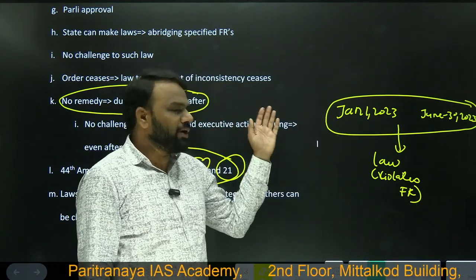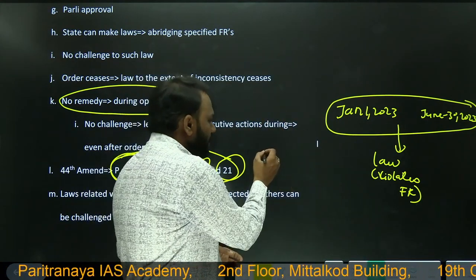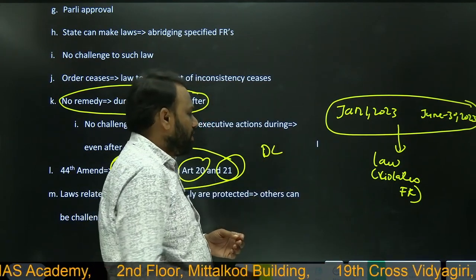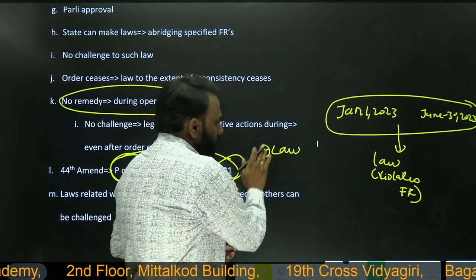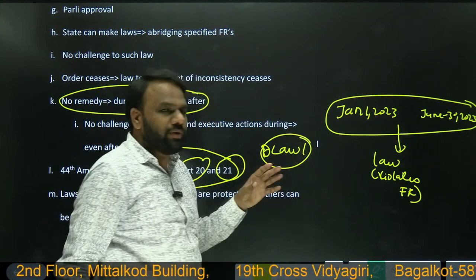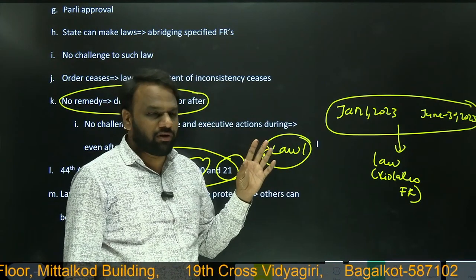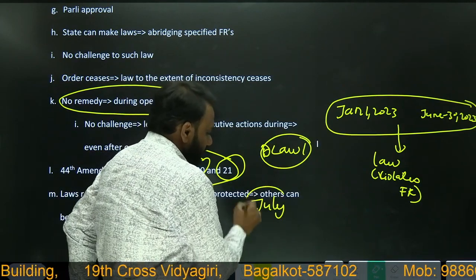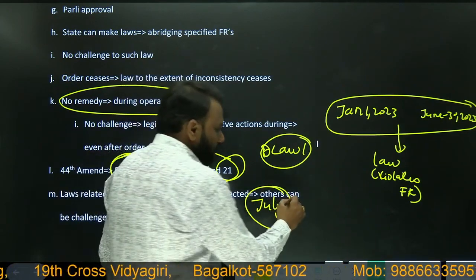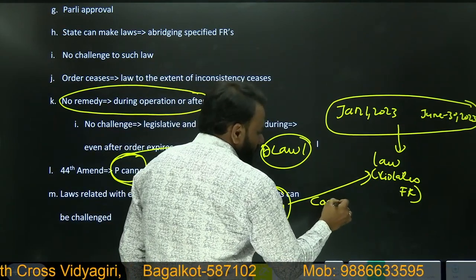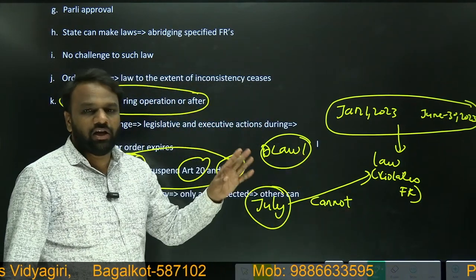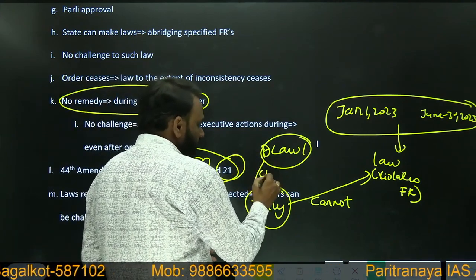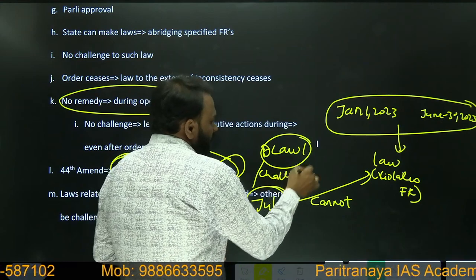Next, before January 1, 2023, there were some ordinary laws. So let us assume some ordinary law, I will call it law 1. So before the emergency itself, some law has been brought. After June 30, 2023, that is in the month of July, I cannot challenge the law which has been brought during emergency in the court, but I can challenge this law in the court.